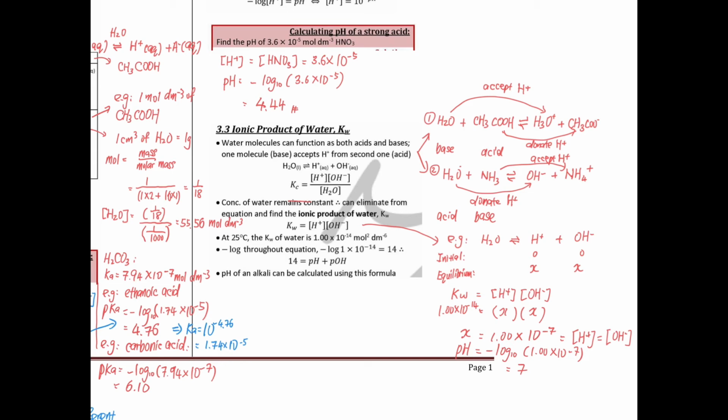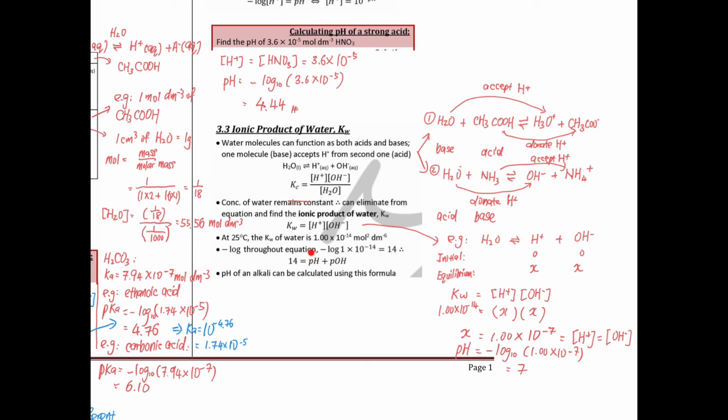Yeah, okay, pH is 7. Okay, so neutral. In normal situations, the water has pH 7. Okay, now let's see more information over here. They said in this point, negative log throughout the equations.